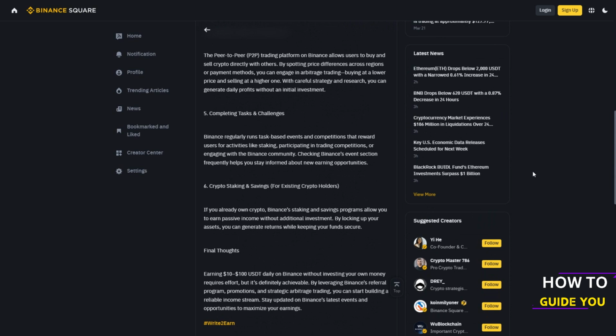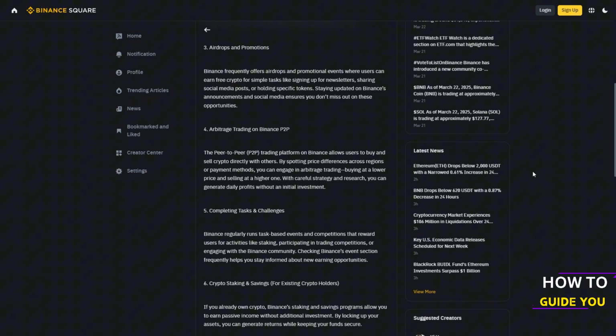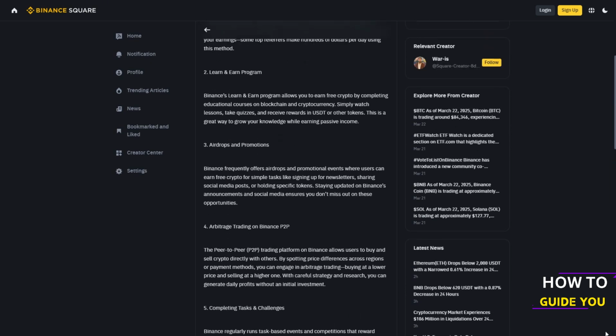And then lastly, we have liquidity farming. Add your USDT to liquidity pools on Binance to support trading activities. In return, you earn a portion of the trading fees generated by these pools.